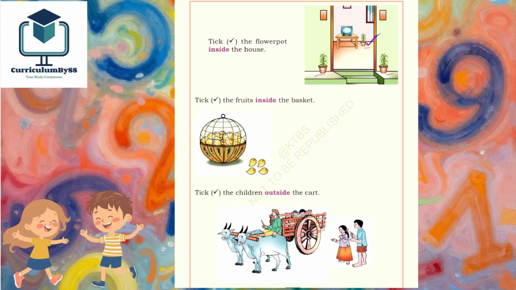Tick the fruits inside the basket. So there are fruits outside the basket and inside the basket. Which one do we have to tick? This inside. Tick the children outside the cart. So this is the cart and some children are in the cart and some are outside. So these are outside. We have to tick them.